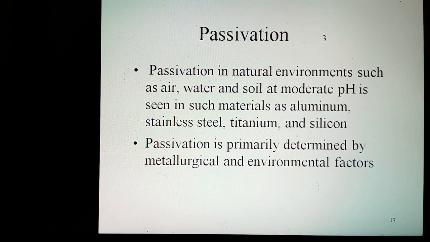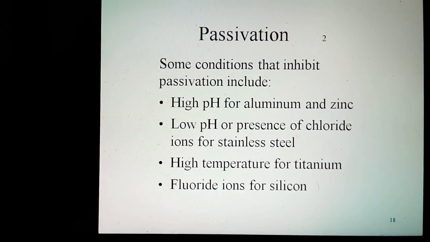Passivation in natural environments such as air, water and soil at moderate pH is seen in such materials as aluminum, stainless steel, titanium, and silicon. Passivation is primarily determined by metallurgical and environmental factors. The effect of pH is summarized using Pourbaix diagrams, but many other factors are influential.